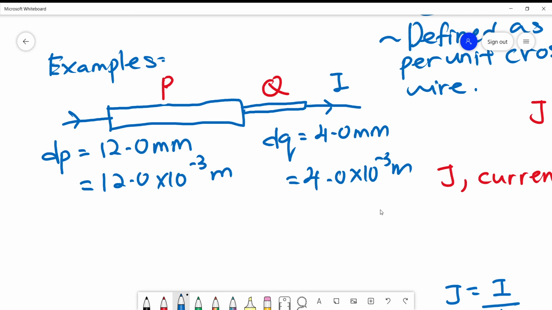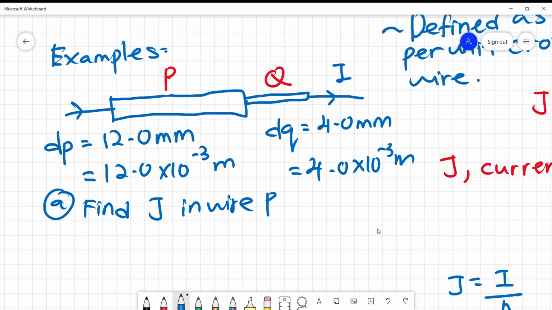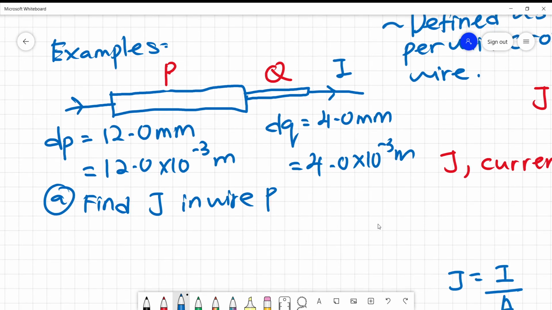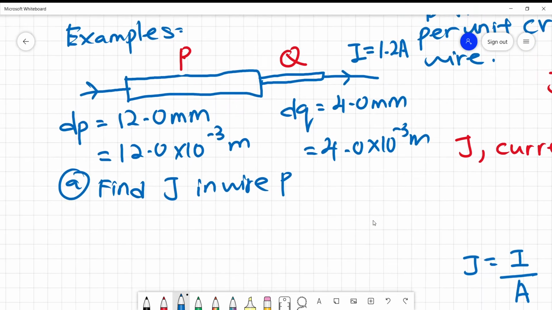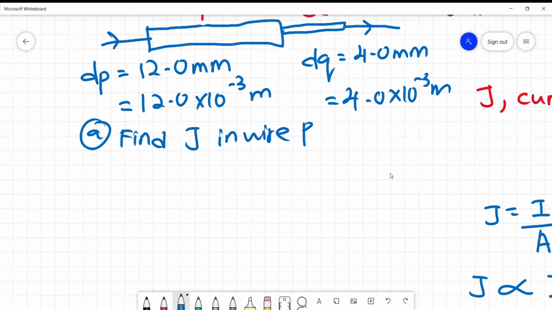Okay, so for the first question, find the current density which is possessed by P. So J in wire P. How are we going to find this one? I actually missed one of the information. The current given is 1.2 ampere. So find the current density in wire P.